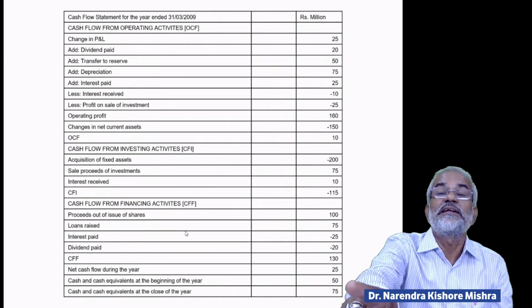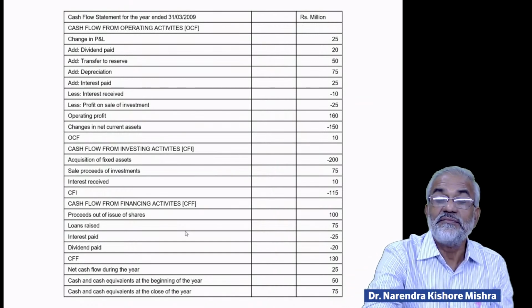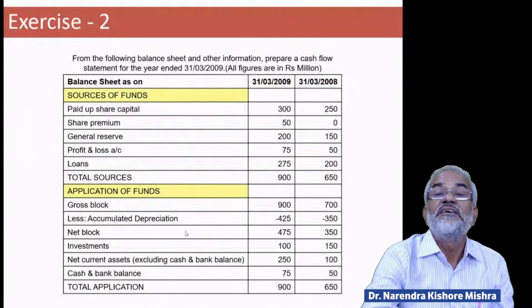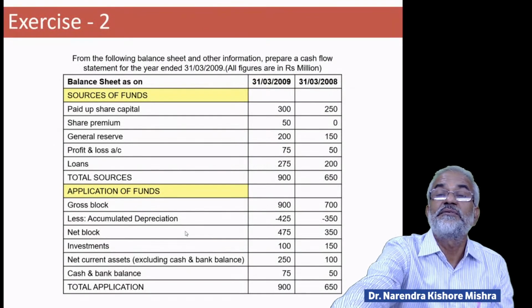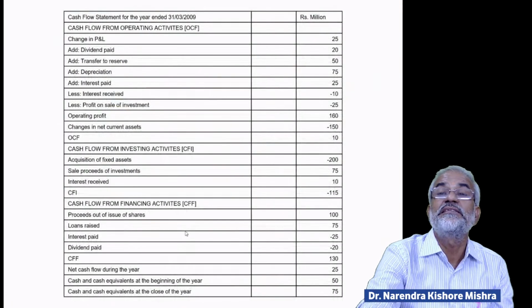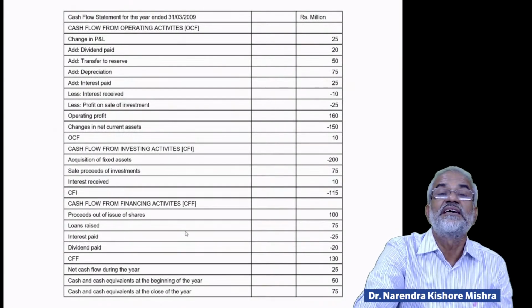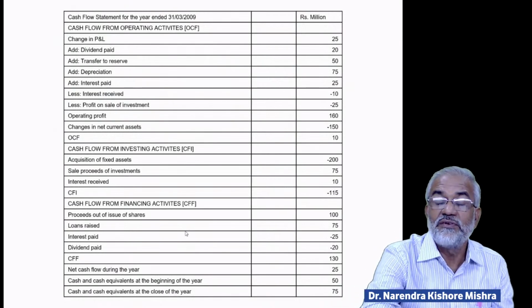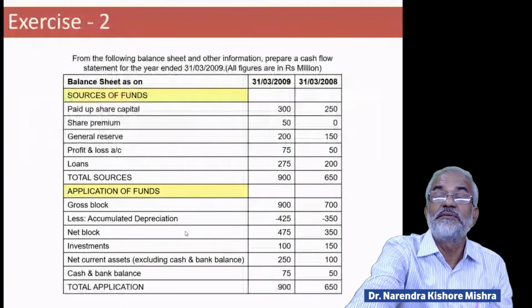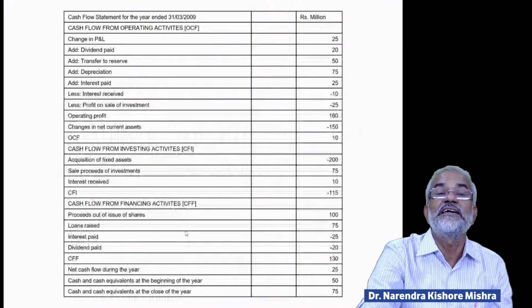Then our dividends paid, as exhibited in the statements given, that is 20 millions, are transferred to reserve. If you look to the general reserve, it was 150 at the beginning and 200 at the end. That means an increase by 50 million, and that 50 million is taken into consideration. Our depreciation is 75. Here the depreciation was 350 at the beginning of the year and 425 at the end of the year. That means an increase by 75 millions. That's why the 75 figure is taken here.